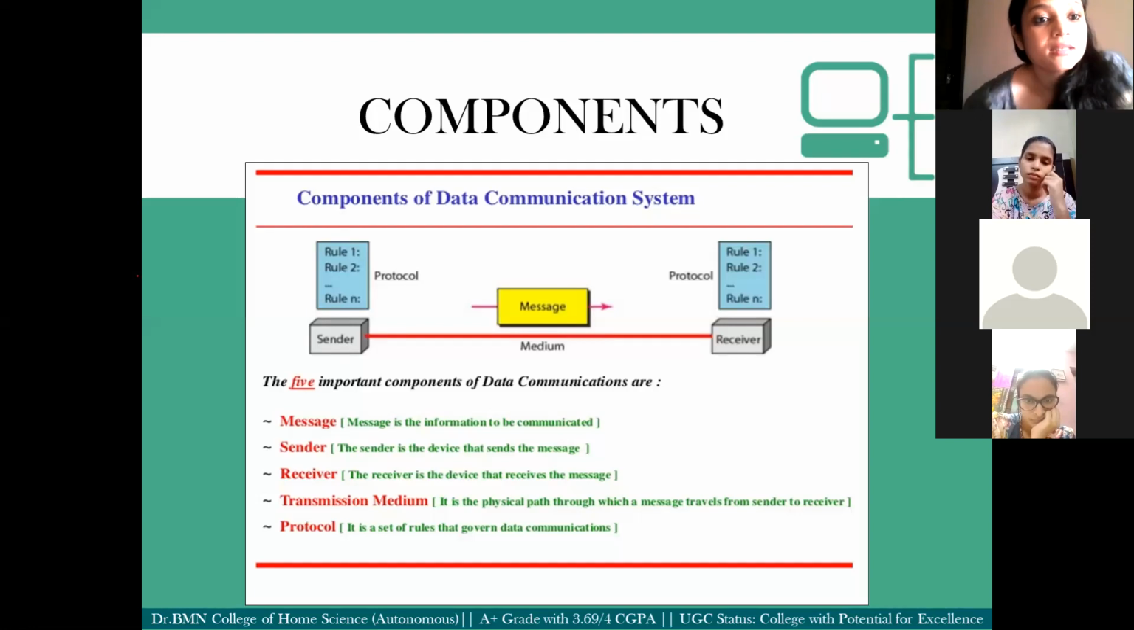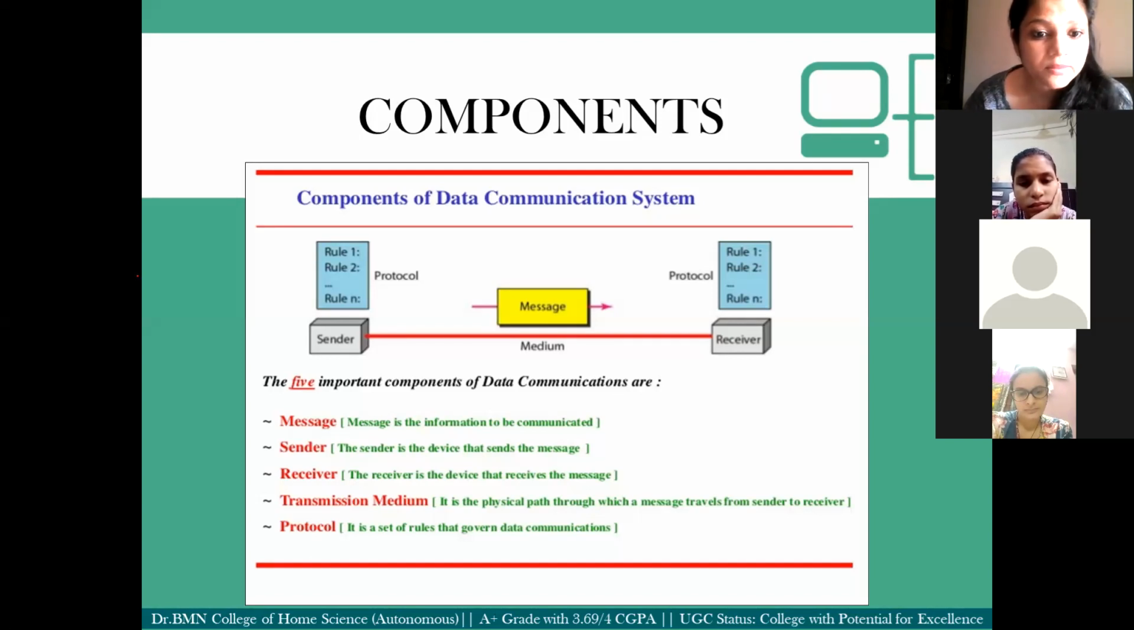Then next is the sender. Sender is the device which is sending the message. Now, when you have to share a secret with your best friend, you become the sender and the best friend becomes the receiver. I hope it's clear. So, sender is the sending device, receiver is the receiving device. Very simple. Receiver is the device that receives the message.